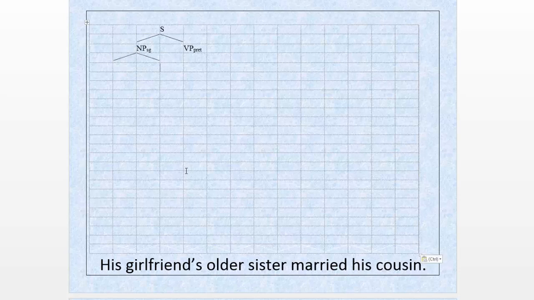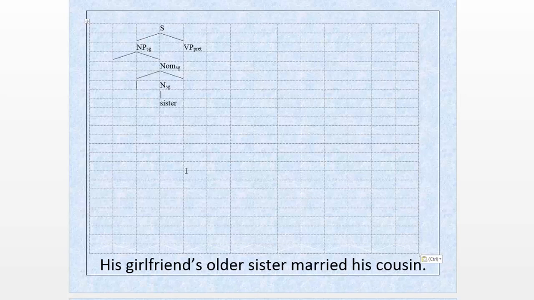Here we go. Let's see. We need a nominal here. So one sister, two sisters. Whoops, I did it again. I forgot to put in the adjective, didn't I? All right, so put in the adjective. Sometimes we have to go back and redo these things. Older, it's comparative, so you know right away it's got to be an adjective.